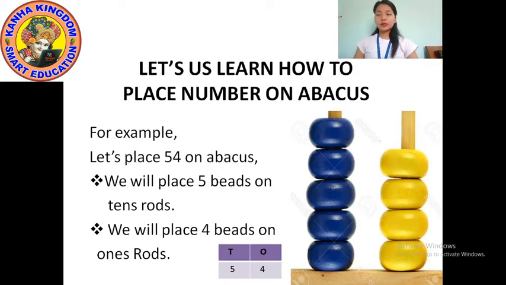Okay, now we are going to learn how to place a number on an abacus. I already said an abacus is a tool which is used for counting. So how it is used for counting, we will see with an example. First, for example, let's place 54 on the abacus.